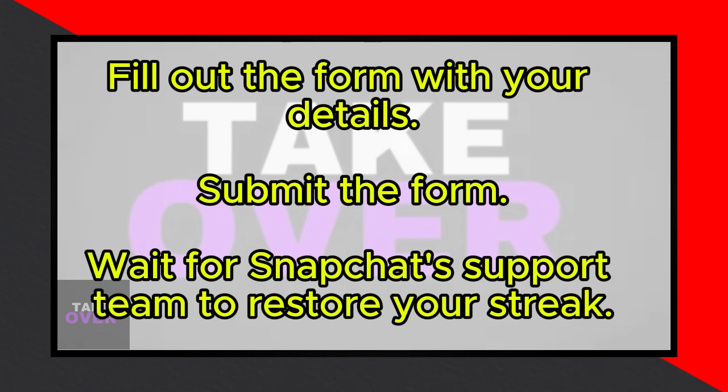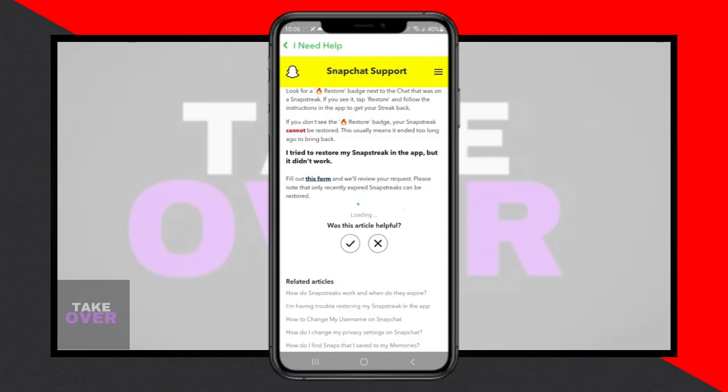This action will redirect you to a new page where you'll re-enter all the relevant details. Make sure to accurately input your information and express that your streak broke unexpectedly. Following this submission, Snapchat's support team will review your request. If everything checks out, they'll work to restore your streak promptly.